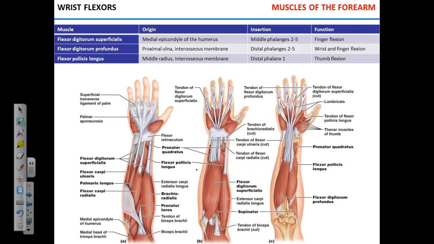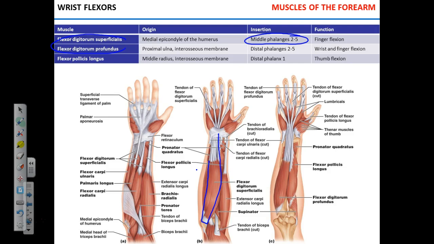Deep flexor muscles. Flexor digitorum. So you have flexor digitorum superficialis, with origin in the humerus and insertion point in the phalanges, which flexes fingers.